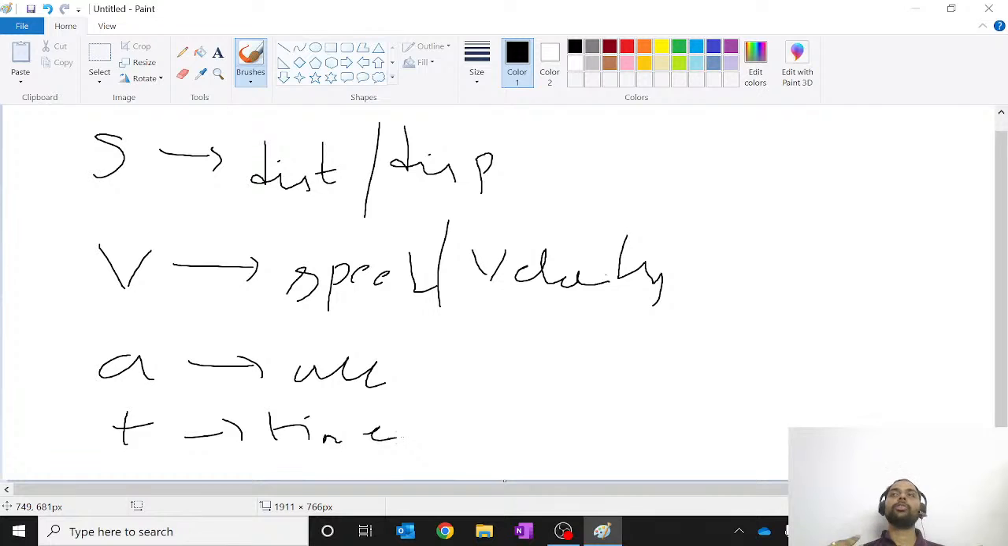They will give you the fourth one. You are going to find out. Now there might be different types of distances, different types of speeds, etc., which we will see. But the central idea is these are the predominant four parameters that you're going to see.